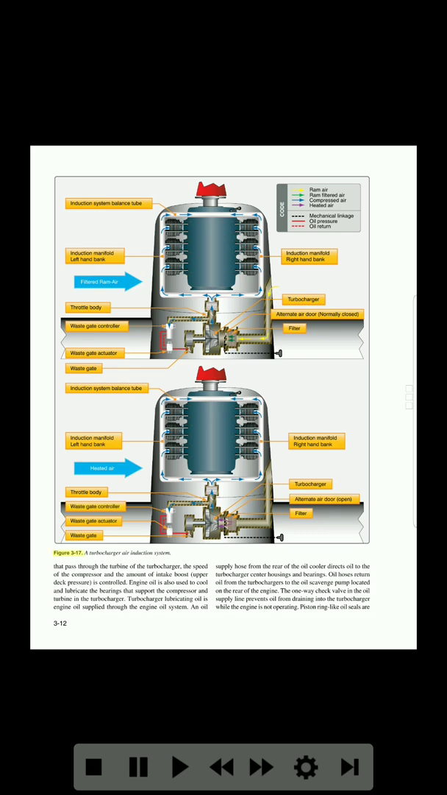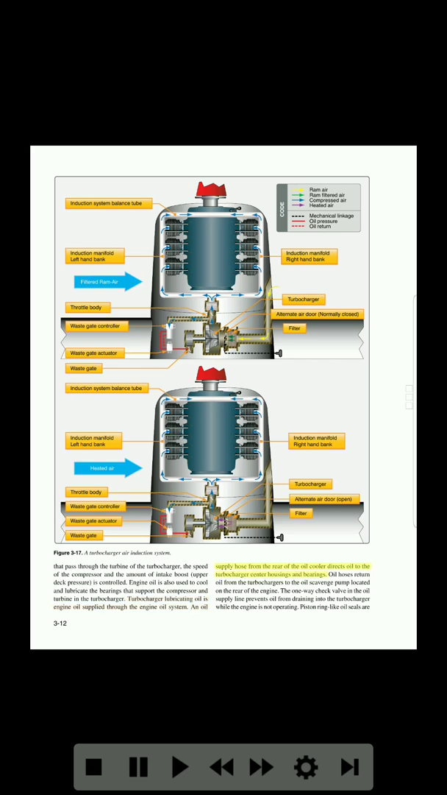Wastegate. Figure 3-17. A turbocharger air induction system. By controlling the amount of exhaust gases that pass through the turbine of the turbocharger, the speed of the compressor and the amount of intake boost, upper deck pressure, is controlled. Engine oil is also used to cool and lubricate the bearings that support the compressor and turbine in the turbocharger. Turbocharger lubricating oil is engine oil supplied through the engine oil system.